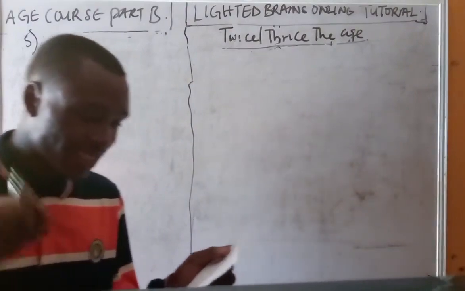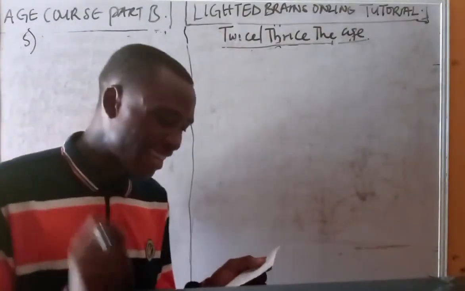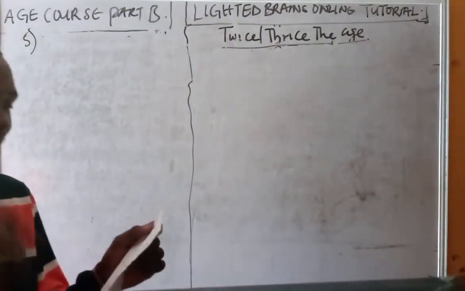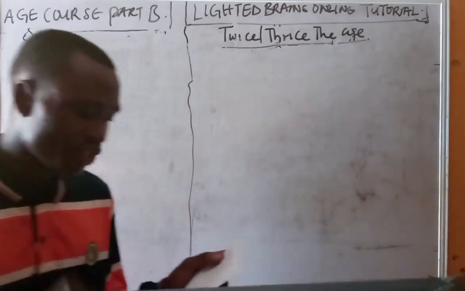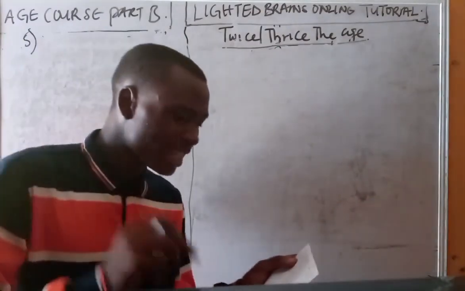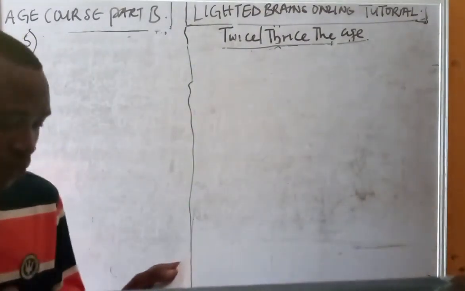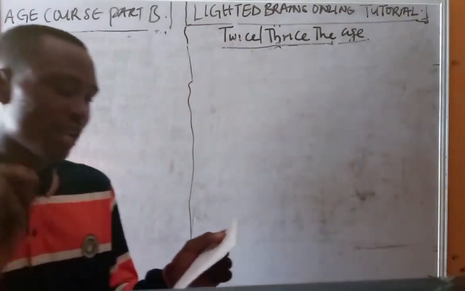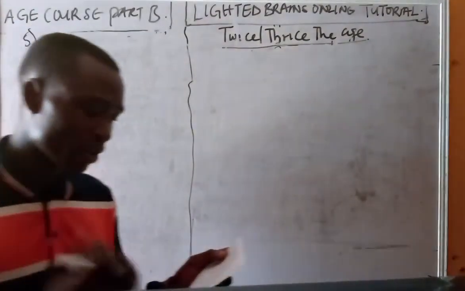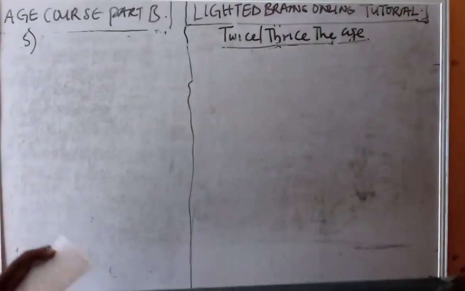Today, her age is 7/5 times her age at the time of her marriage. Then her daughter's age is 1/5 of her own. What is the ratio of Amaka's age to her daughter's age after 5 years? Now that is the question. I believe you've written it down.